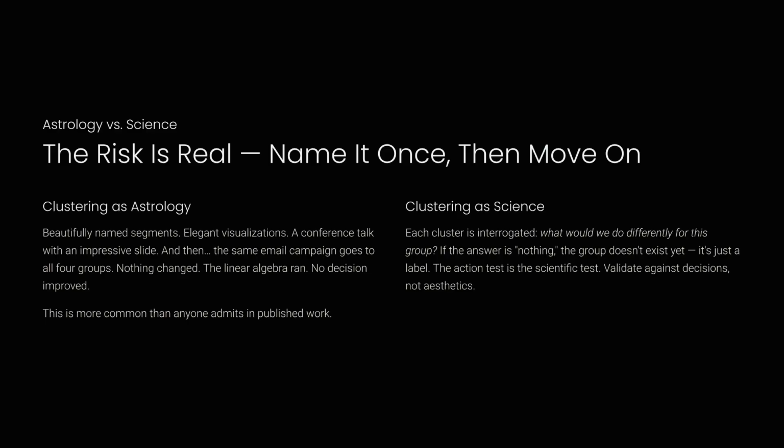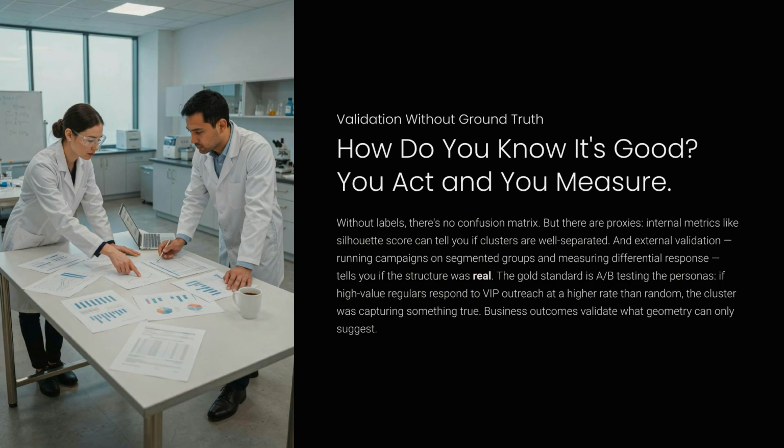Clustering is just astrology if it doesn't change a single business decision. To practice science, we must interrogate each cluster by asking what we would do differently for that group. If the answer is nothing, it's not a cluster, it's just a label. Since we lack ground truth in unsupervised learning, how do we validate our results? We use proxies like silhouette scores, but ultimately, the gold standard is A/B testing our personas to see if they respond uniquely to targeted outreach.